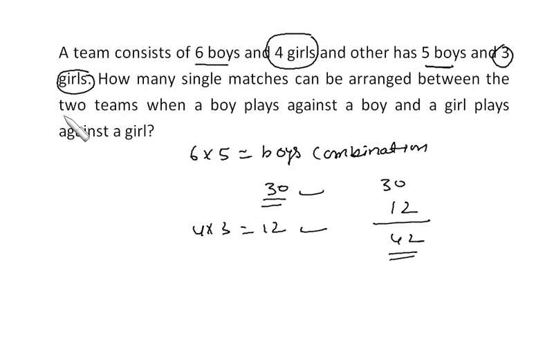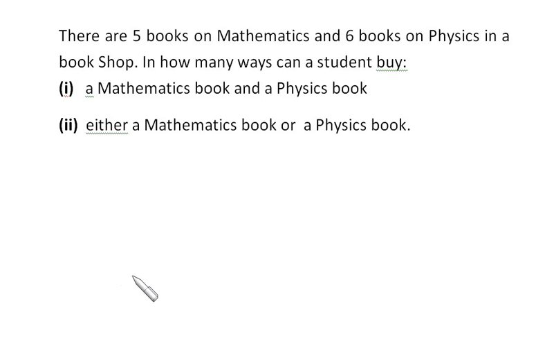Just repeat. One boy of this team has 5 choices, then the second boy 5 choices, third boy 5 choices. That's why we are taking 6 into 5, and for girls 4 into 3, right? Now let's see this question.